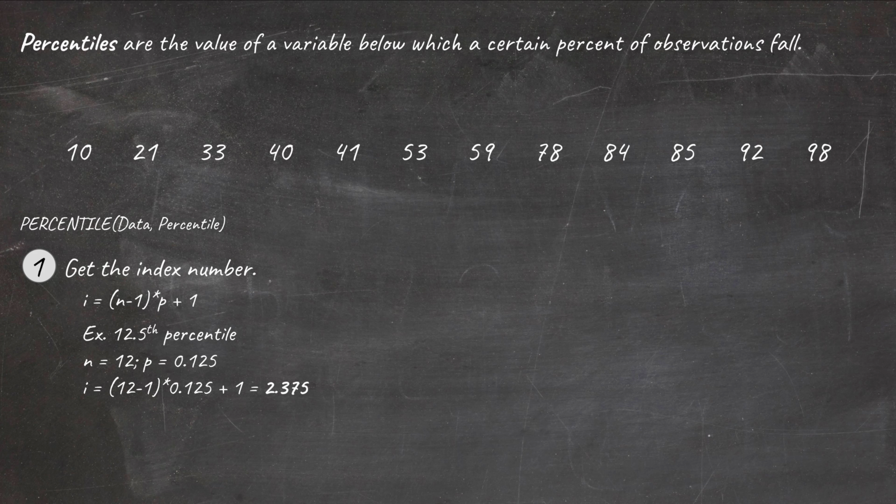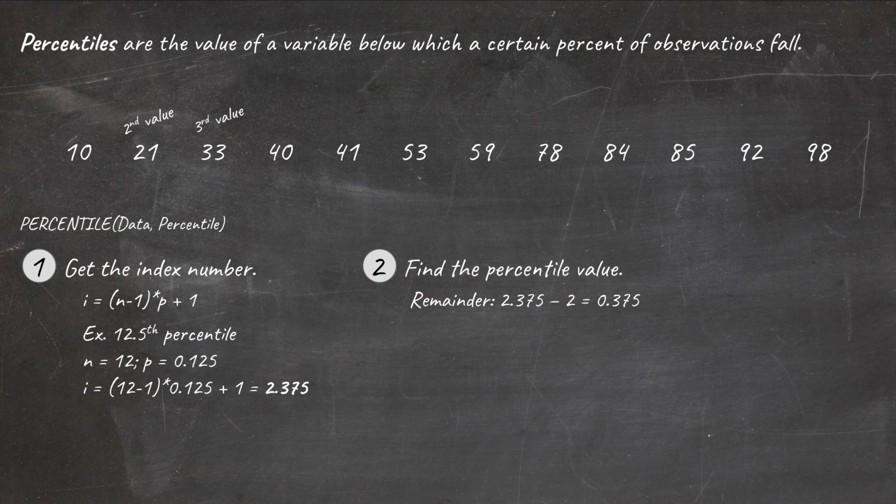So we have 12 numbers, n is 12. Our percentile, 12.5% in decimal form, is 0.125. So the index number is 12 minus 1 times 0.125 plus 1, which is 2.375. Then what that tells us is we're somewhere between the second and third value. We're 0.375 of the way towards that third value.